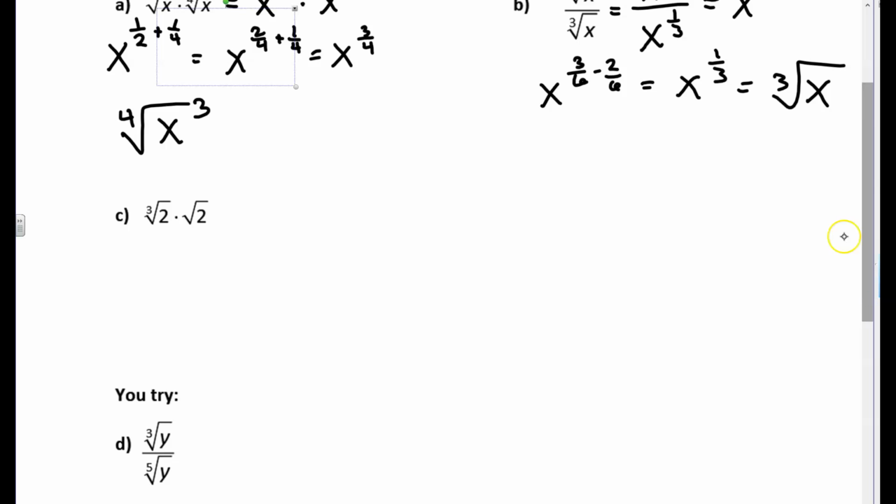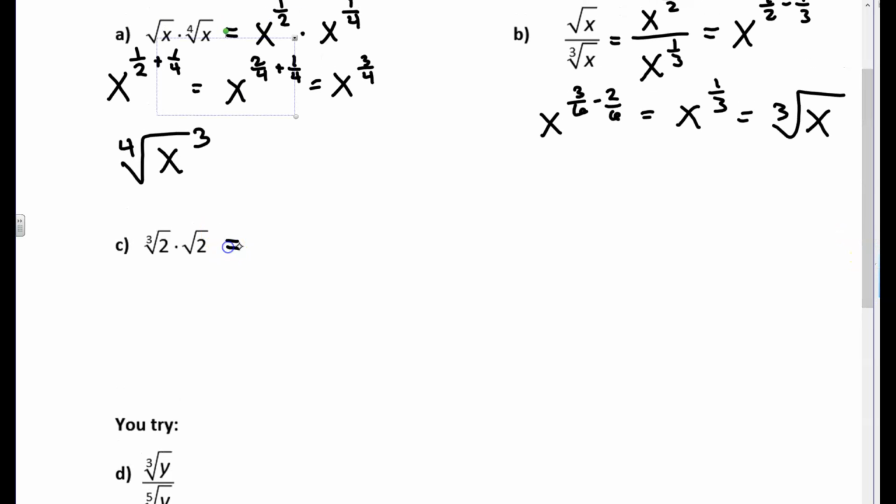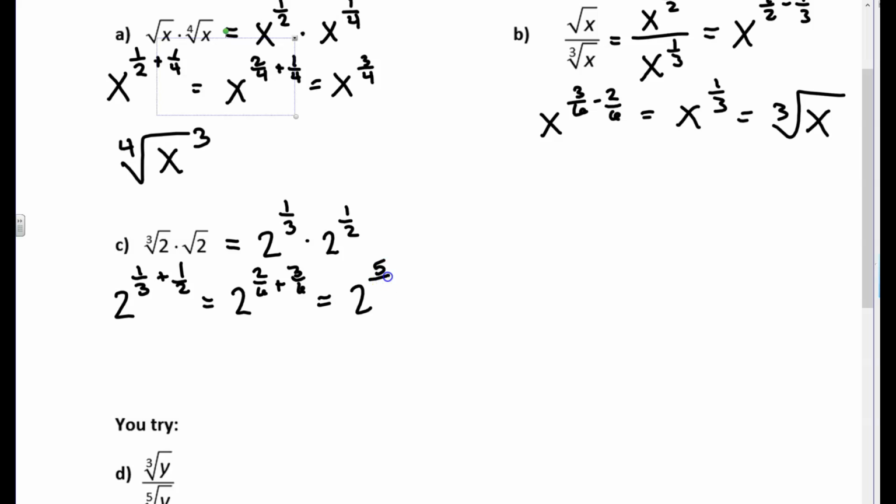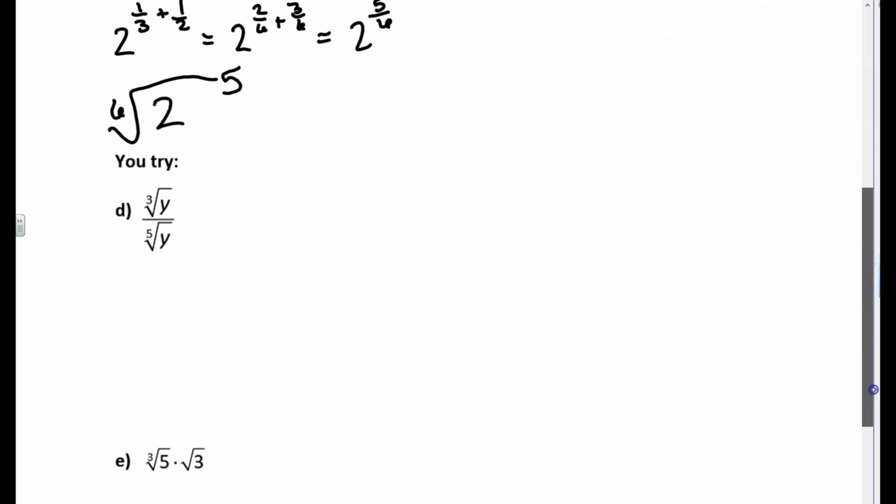And then here we've actually got numbers now. We can still do this. I'm going to rewrite these with rational exponents. This is 2 to the 1/3 times 2 to the 1/2. We add their exponents. This becomes 2 to the 1/3 plus 1/2. 1/3 plus 1/2 becomes 2 to the 2/6 plus 3/6, or 2 to the 5/6, which means we can rewrite this as the 6th root of 2 to the 5th power. I want you guys now to do these 2.